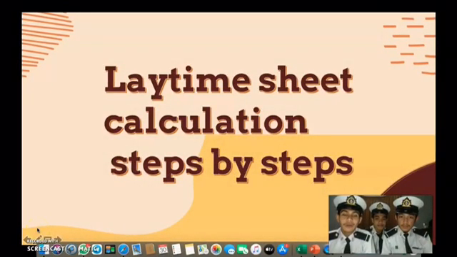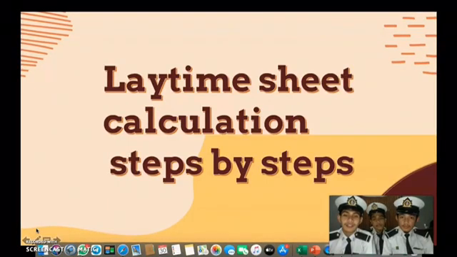So today we want to explain about laytime sheet calculation step by step.